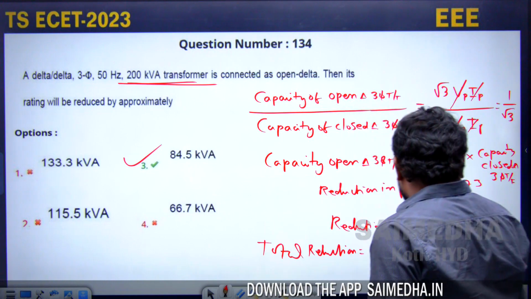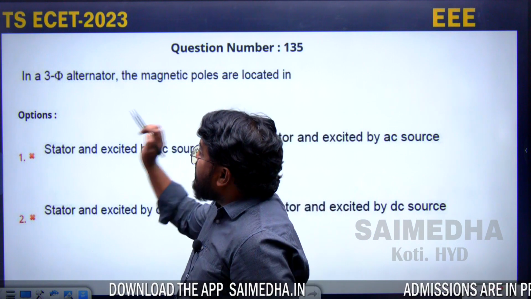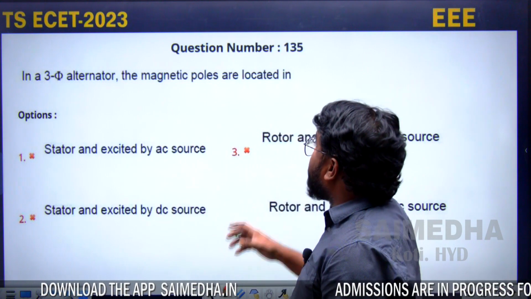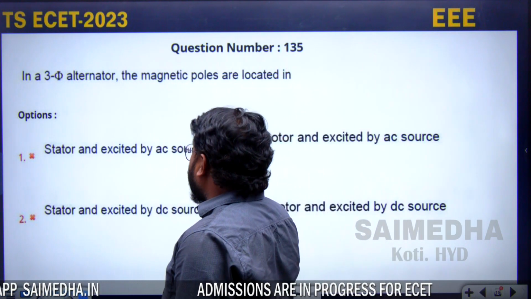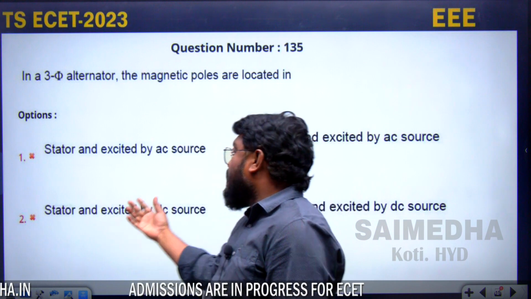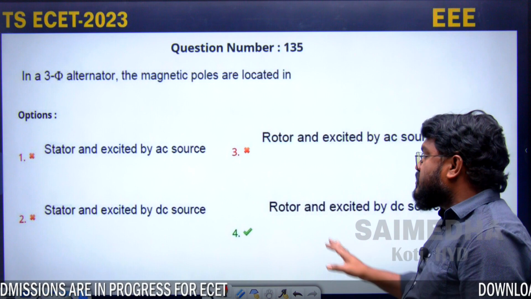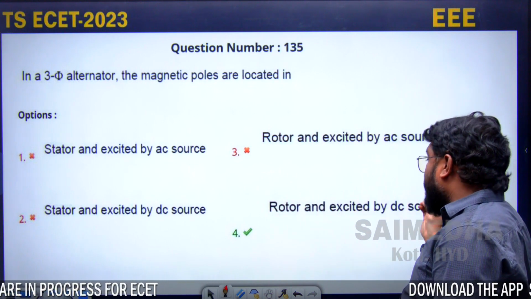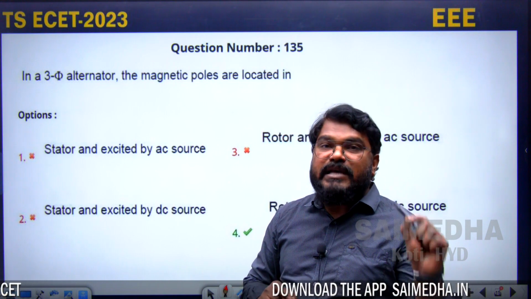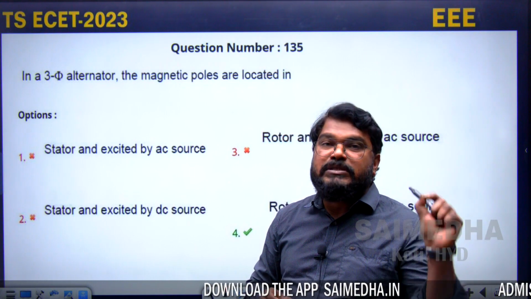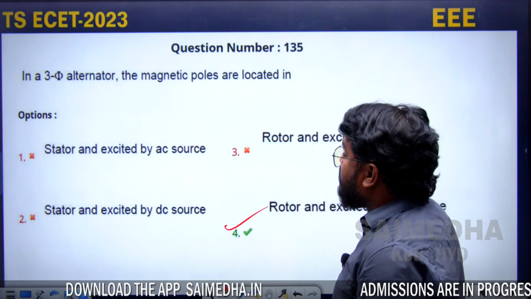Got it? And next one, let us solve question number 135. In a 3 phase alternator, the magnetic poles are located in the stator and excited by AC source, the stator and excited by DC source, the rotor and excited by AC source, or the rotor excited by DC source. Magnetic poles are placed in the rotor which are excited by the DC source to produce the steady nature of the magnetic field. So option 4 is the correct for this question.